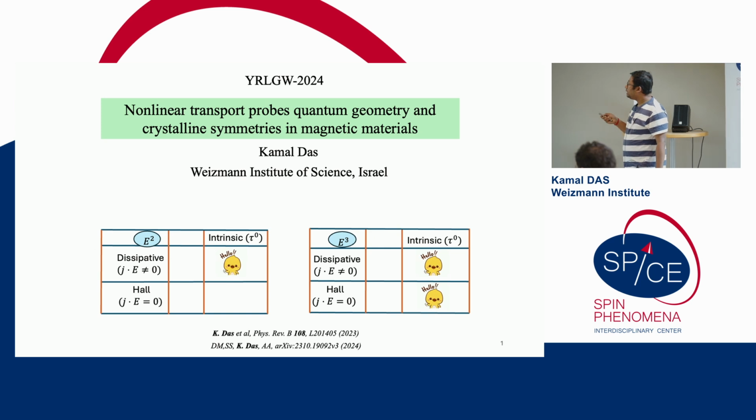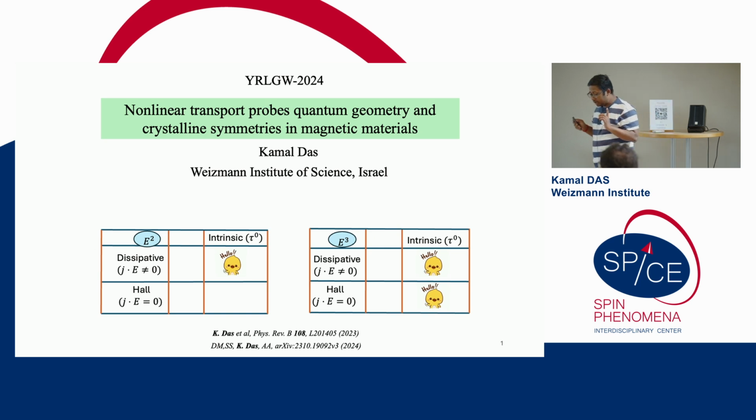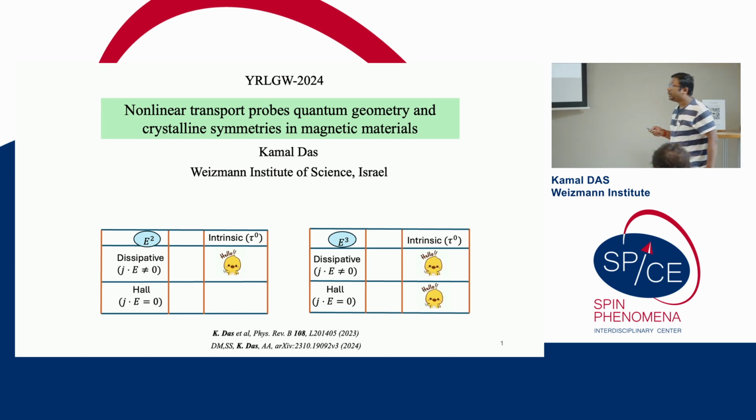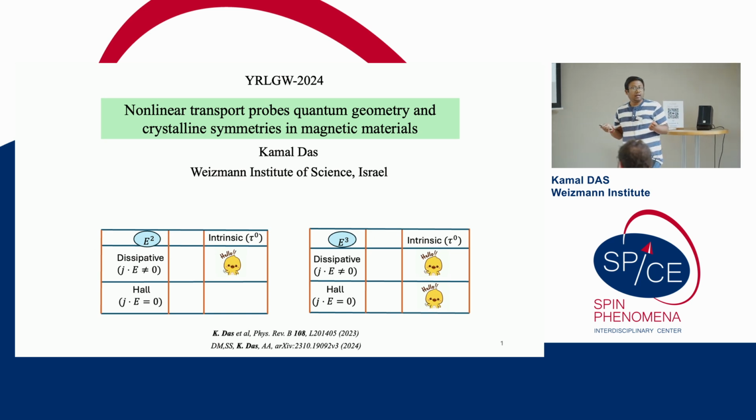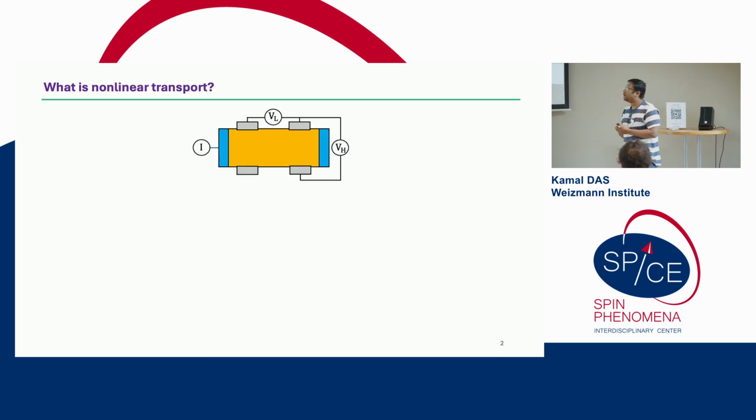So I'll be talking about nonlinear transport and how it is related to quantum geometry and crystalline symmetries of systems. The material aspect is there, but I will not focus on some particular material. The main message that I want to convey is that when you go to the higher order transport, there are several contributions that appear. It's like a zoo. And what we found, we basically identified some new animals to this zoo, and they are interesting. Okay. All right. So let's start with the question: what is nonlinear transport?